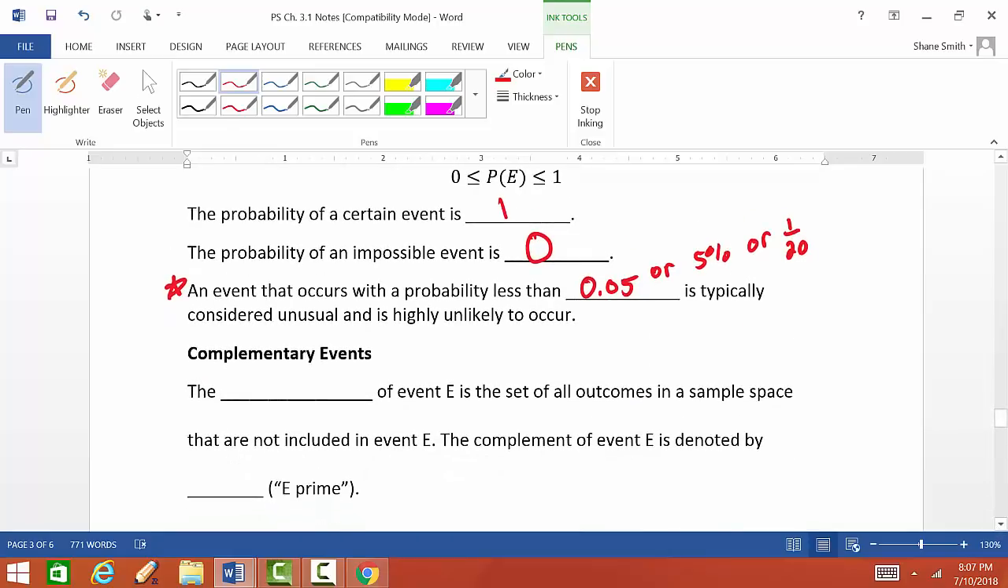And that is going to come up later. So if something occurs, again, less than that amount, that's what we call an unusual event. Okay, that's an unusual event.